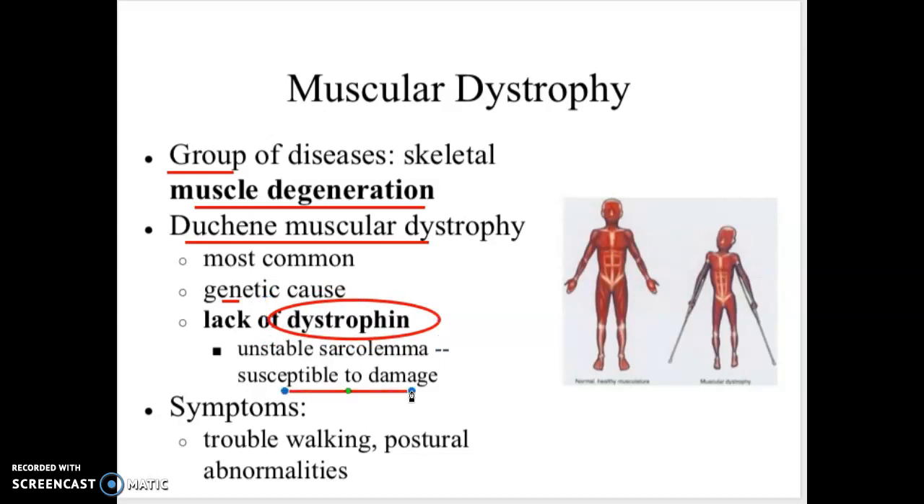Once that gets damaged, individuals with Duchenne's have trouble walking. They might have weird posture. You can see like a shorter stature.